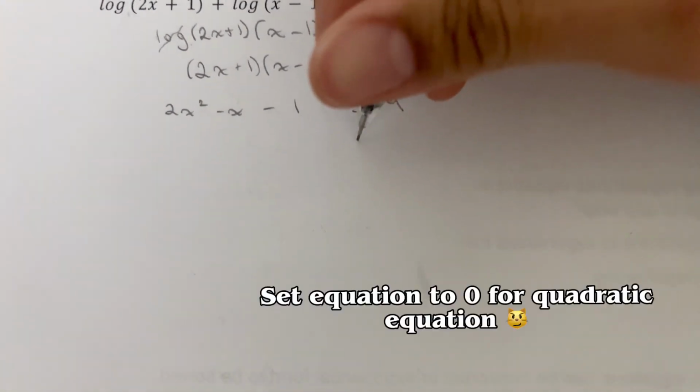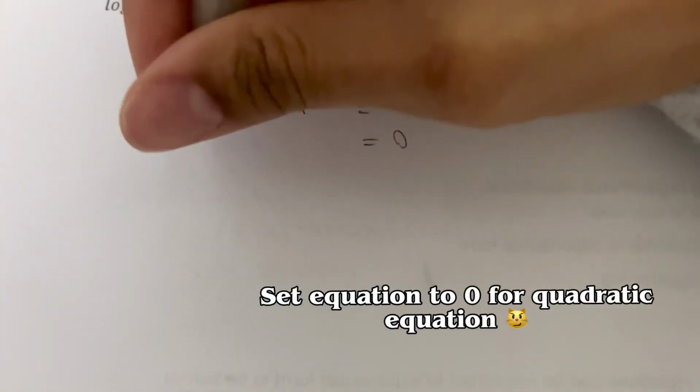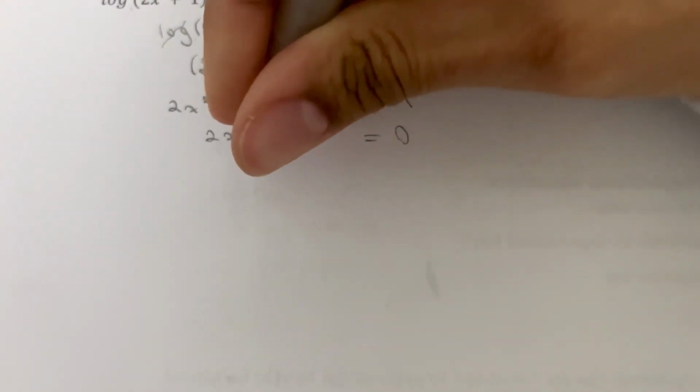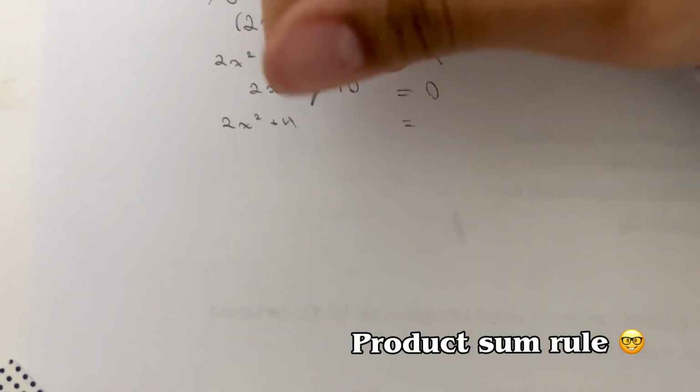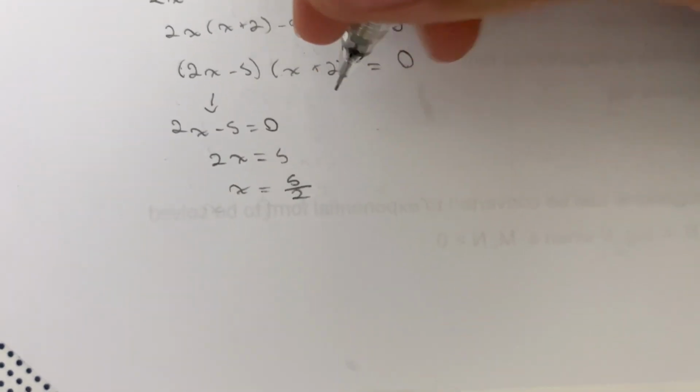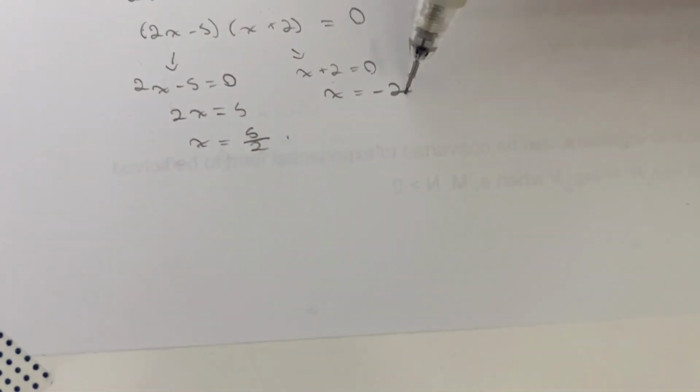And to solve for x, we have to set the equation to 0 like you would a regular quadratic equation. So 2x squared minus x minus 10 equals 0. And what we can do now is solve for x, so we have to use the product sum rule. So 2x squared plus 4x minus 5x minus 10 equals 0, and 2x(x plus 2) minus 5(x plus 2) equals 0, so (2x minus 5)(x plus 2) equals 0. What we can do is solve for the x's. So 2x minus 5 equals 0, so 2x equals 5, and x equals 5 over 2. And then this one here, we have x plus 2 equals 0, x equals negative 2. So here we have our two answers, our two x's.